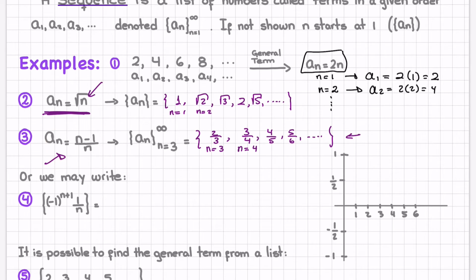So again, you can be given a general term. If they don't specify, you assume n equals 1. If you want to list just the terms 3 and above, you write it like this. And that concludes the example.